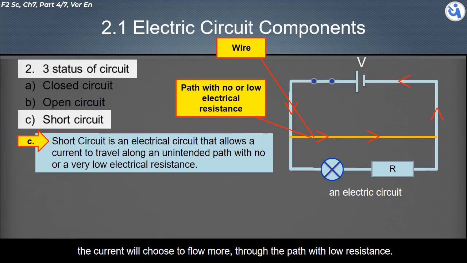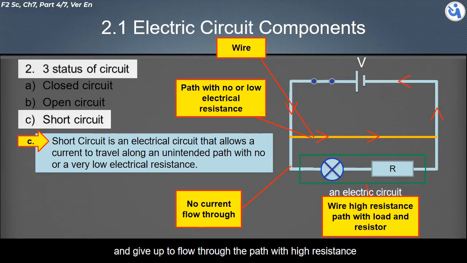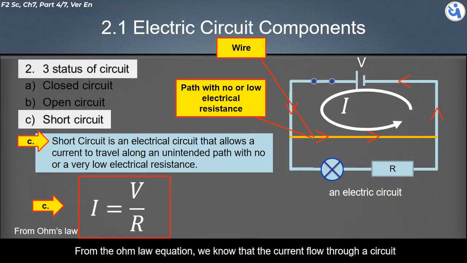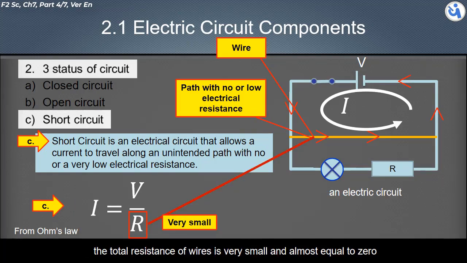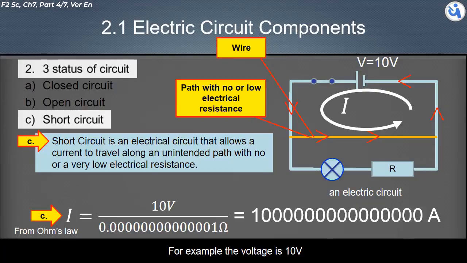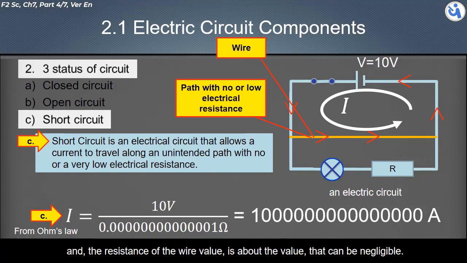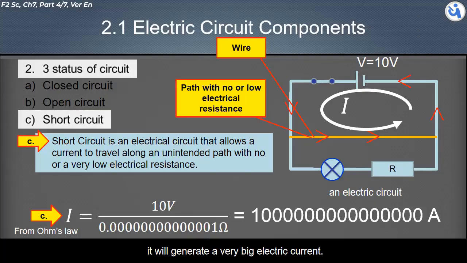The current will choose to flow more through the path with low resistance, and give up flowing through the path with high resistance. From the Ohm's law equation, we know that the current flow through a circuit is equal to the voltage applied, divided by the resistance across the loop. The total resistance of wires is very small, and almost equal to 0. For example, the voltage is 10 volts. And the resistance of the wire is a value that can be negligible. It will generate a very big electric current.